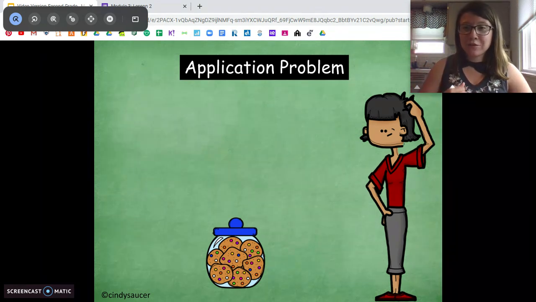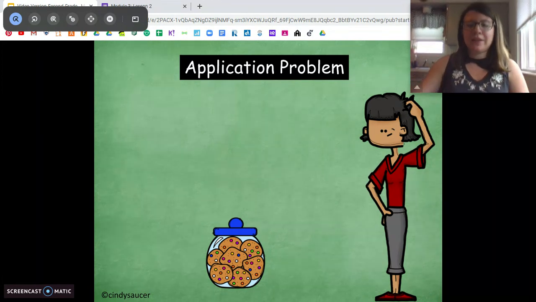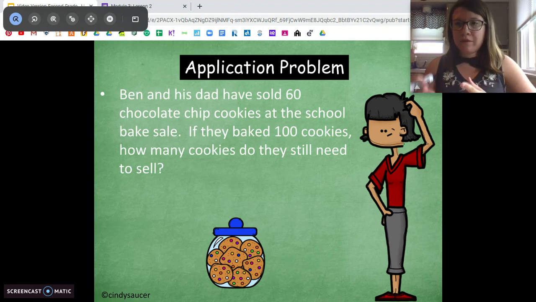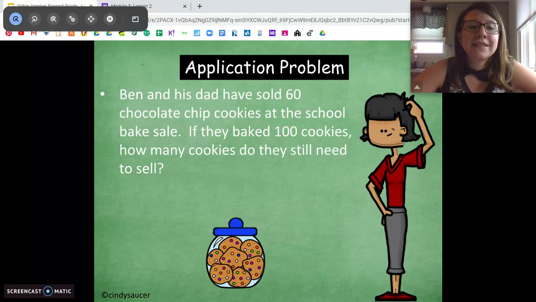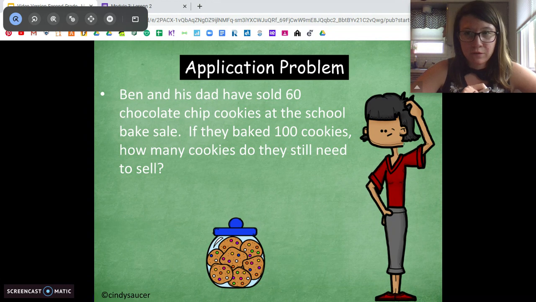All right. Pause the video, grab something to write with if you don't already have something, and then come back when you're ready. We'll get into our application problem. Ready? Okay. So let's read it first, and then we'll figure out what it's asking and solve. This says, Ben and his dad have sold 60 chocolate chip cookies at the school bake sale. If they baked 100 cookies, how many cookies do they still need to sell? So pause the video, talk with someone at home about what they are asking for. What's the problem asking for?